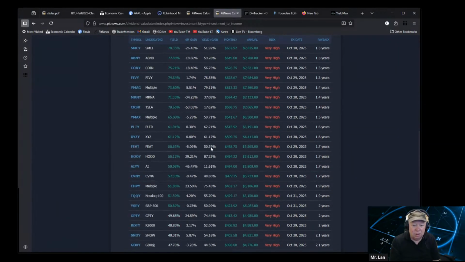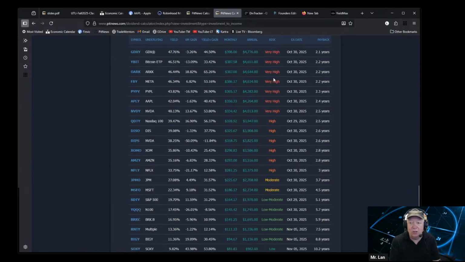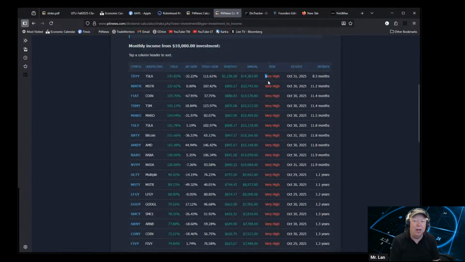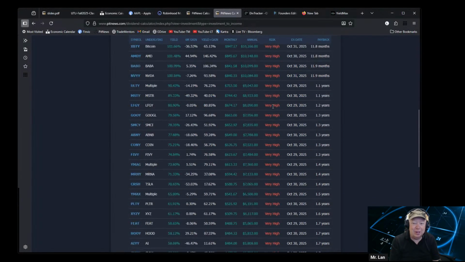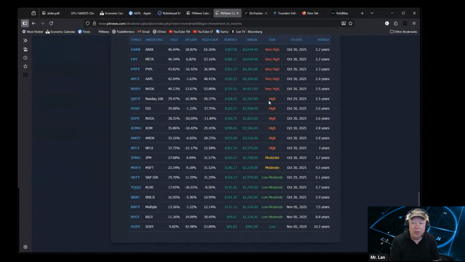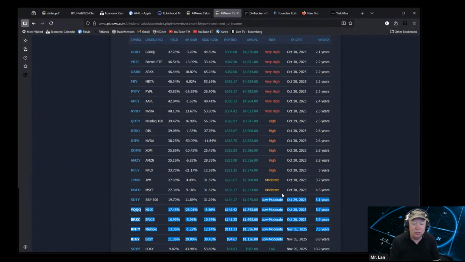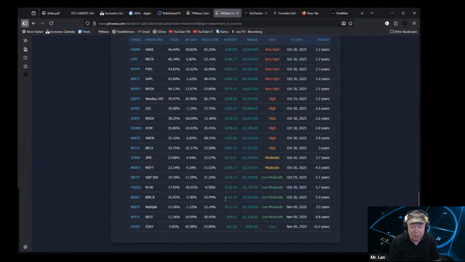All right, so as you come down here, these are all very high risk, as you notice. We come down here, these are just high risk, and then these are moderate risk, and then these are the low risk ones. Low risk ones, they don't make very much money. 10%, 12%, 30%.